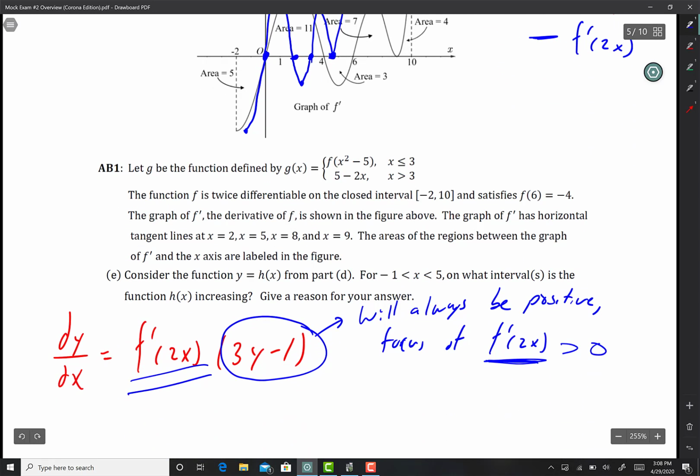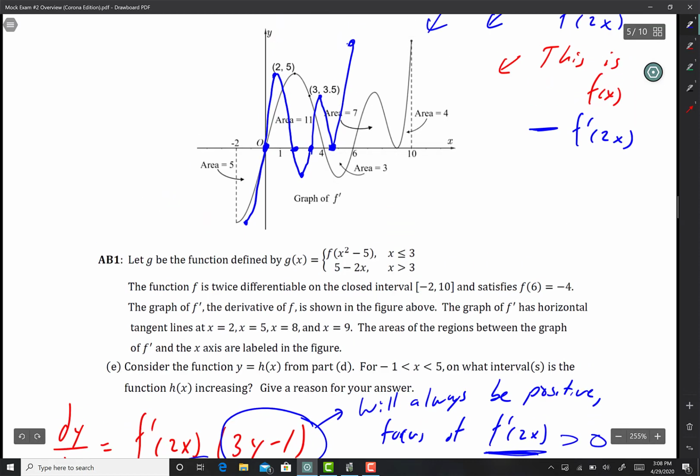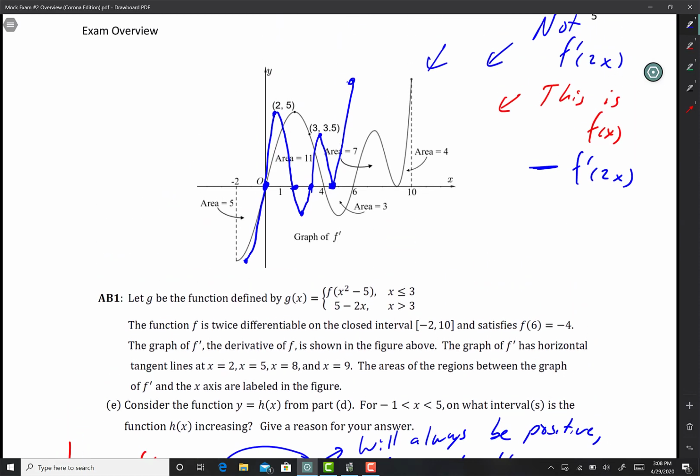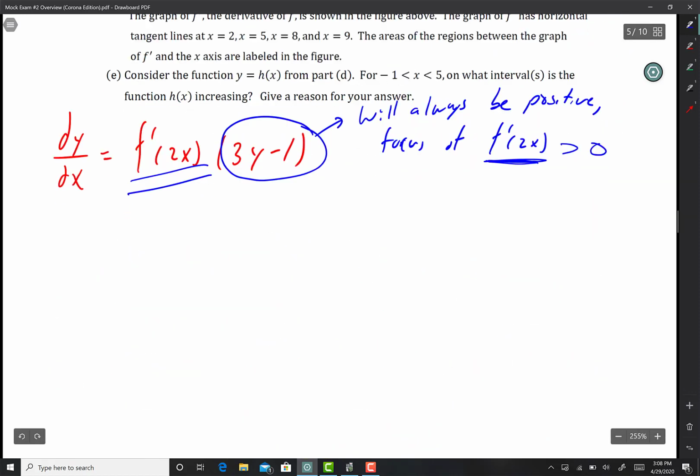Since we just have to focus on where f prime of 2x is positive, I'm just looking at my graph in blue. It's positive from 0 to, that looks like a 2. And then it's positive again from 3 all the way to 5. So there it is. Those are my answers, guys: 0 to 2 and 3 to 5. All right, so let me write that down.